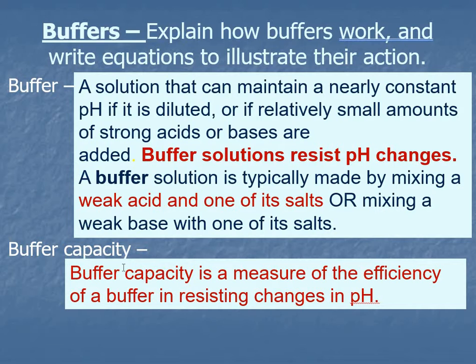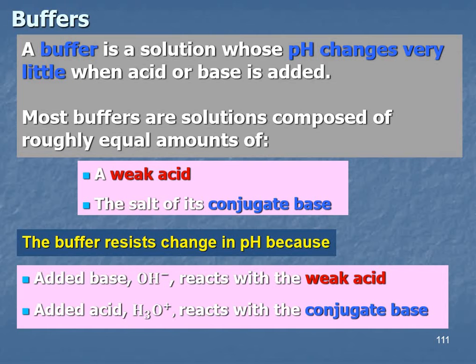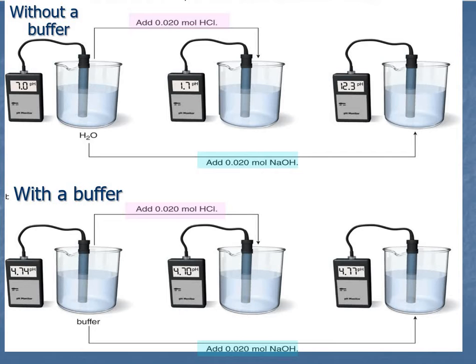A buffer capacity is the amount that it can resist change. So if I put too much acid in, a buffer will break, and that's past its buffer capacity. So a buffer can only buffer for so much acid or so much base added in. So a buffer is a solution whose pH changes very little. Most buffers are solutions composed of a weak acid and its conjugate base, or a weak base and its conjugate acid. We already talked about that on the last slide.